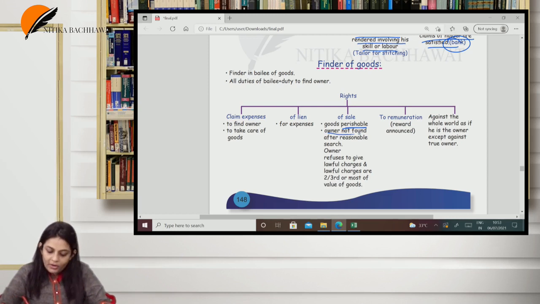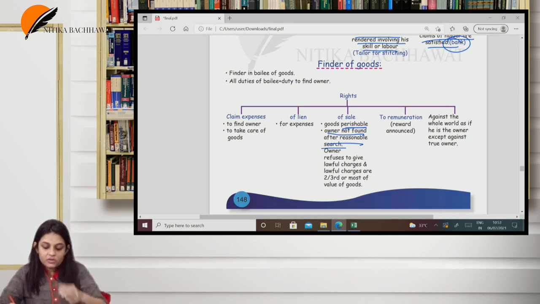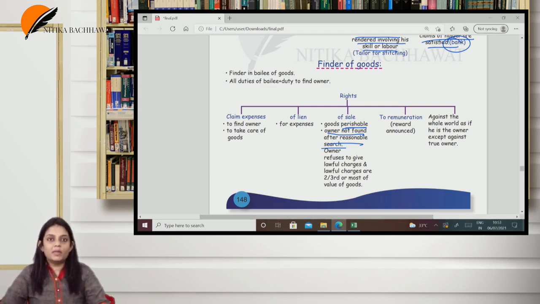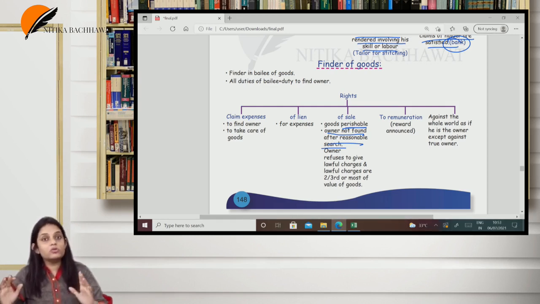Or if the owner is not found after reasonable search, I did everything that was possible for me, but I still could not find the owner. Or the owner refuses to give the lawful charges, and the lawful charges are 2/3 or more of the value of the goods. I found the owner, I told him, please give me my expenses. He says, I will not give you the expenses, and the expenses are almost 2/3 or more of the value of the goods. Then in that case, I can sell the goods and get my money.